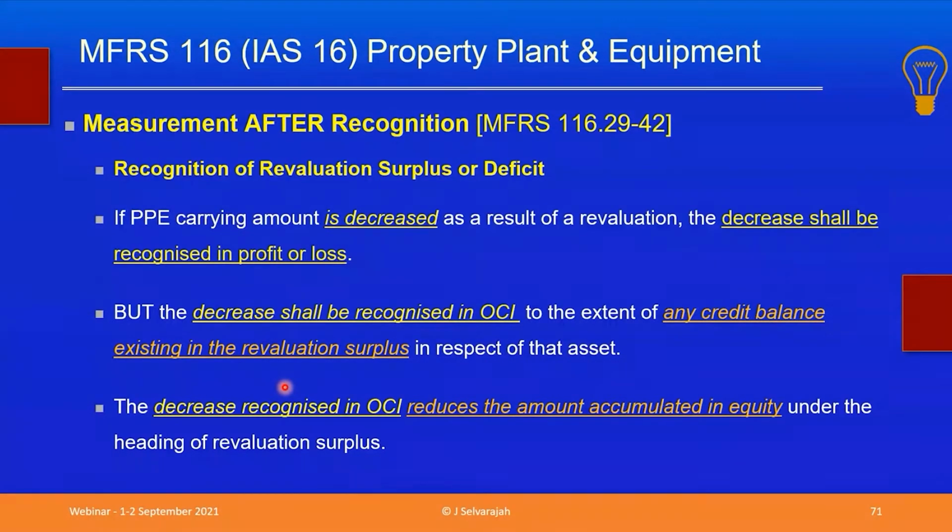And the reason why you look at the two is somebody takes the hit for the loss. The only people who can take the hit is the shareholders themselves. They make the money from the dividends or the profits. They also have to lose when their losses arise. Okay. Now, the decrease recognized in OCI reduces the amount accumulated under the heading of revaluation surplus if you put it in OCI.